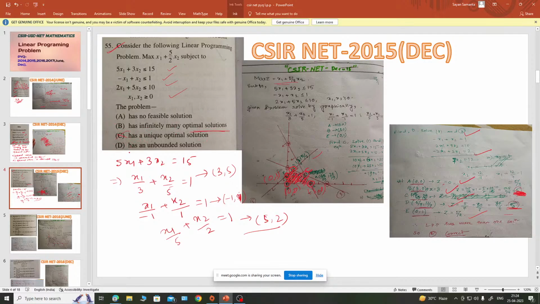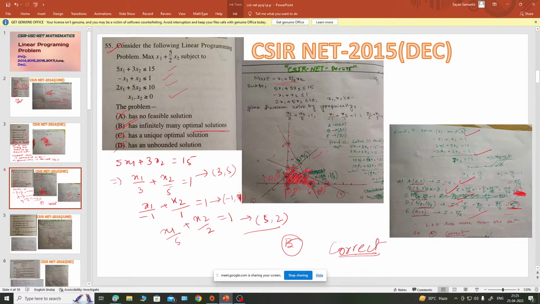Option A, not a unique optimal value, which is bounded. Obviously we see that this is bounded, so that option is discarded. Option D, no feasible solution. Here we see that a feasible solution exists, so this is also discarded. So here option D is correct. I hope it is clear to everyone. Any doubt, please comment.